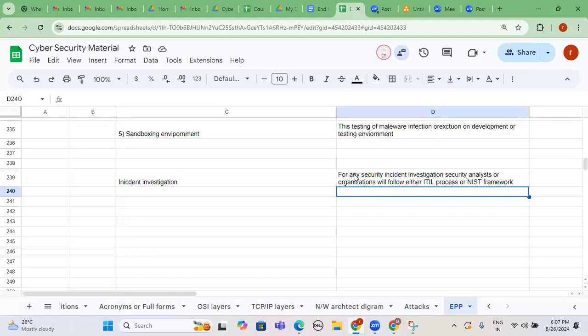So as I said, the IR role is basically an L2 level role. They have to take care of the true positive scenario. Then what about L3?